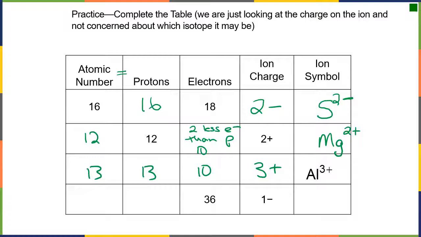Now, 36 electrons with a minus 1. If we have 36 electrons and a minus 1, it tells us we have 1 more electron than we have protons, because electrons, again, are negative, and we've got 1 extra.